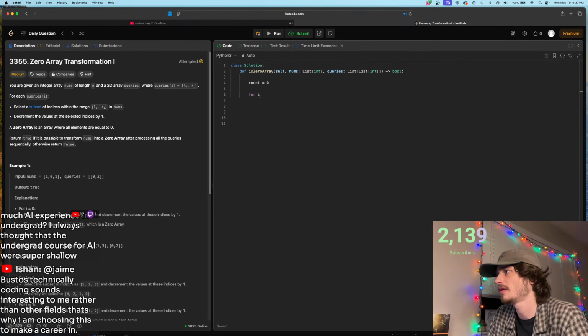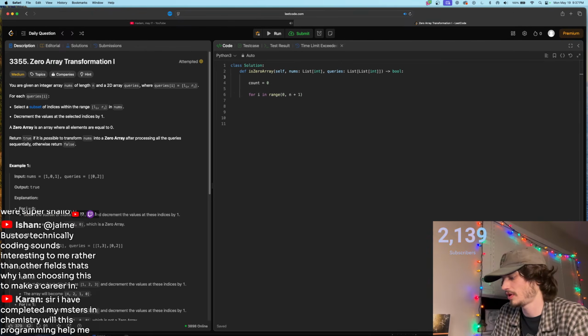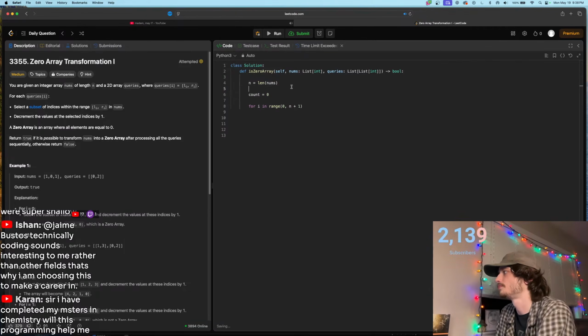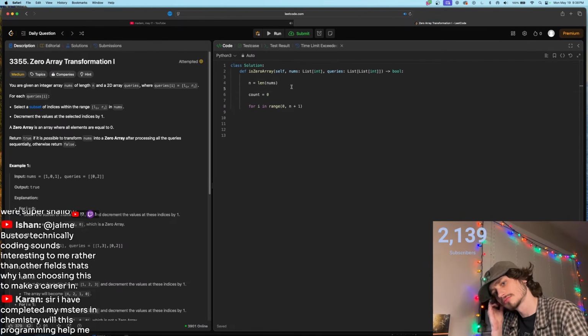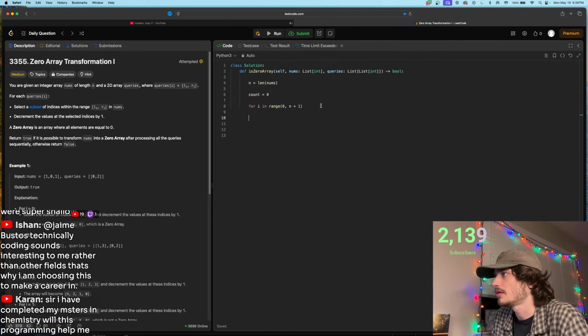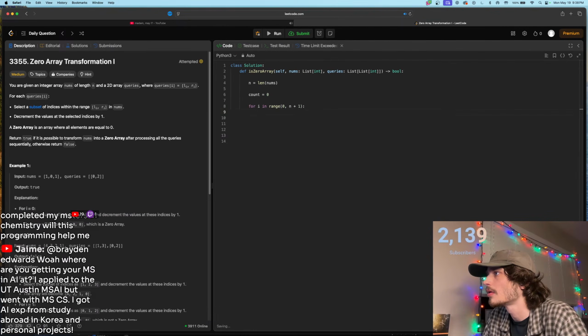We say for I in the range 0 to n plus 1. Make n equal to the length of the nums list. So then we say, increase our count.